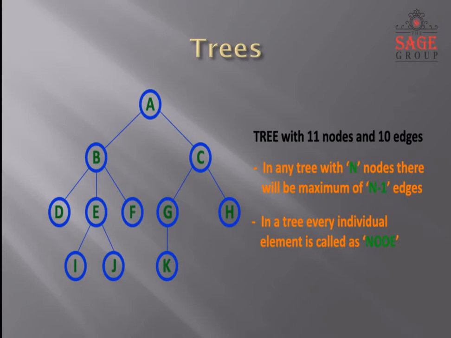Let us discuss some basic terminology of trees. You may have studied this in your earlier classes or in your school time, so let us just review what terminology we are going to use with trees. As you can see in the slide, the tree shown has 11 nodes, and since there are 11 nodes, there will be 10 edges or 10 links. So n minus 1 links or edges. This is the formula: if there are n nodes, then there will be a maximum of n minus 1 edges. Every individual element is called a node, so A, B, C, D, these are all nodes.